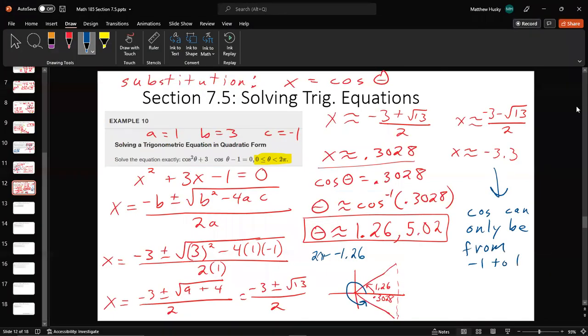So basically what we're going to do is throw this out, and there are in fact 2 solutions when all is said and done, which is 1.26 and 5.02. All right.